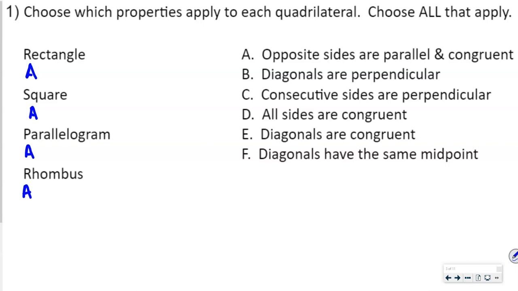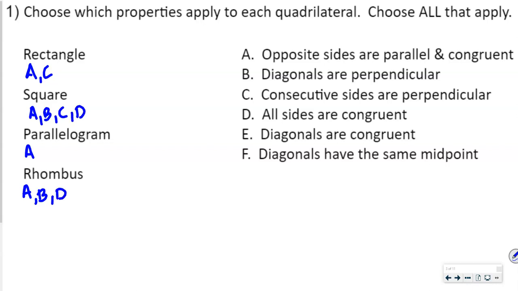And then the next one is diagonals are perpendicular. This applies to a rhombus, which means it also applies to a square because a square is a rhombus, okay? Then it says consecutive sides are perpendicular. So this would be a rectangle and a square, right? That means they have right angles at the intersection of the sides. D is all sides are congruent. That would be a rhombus and a square.